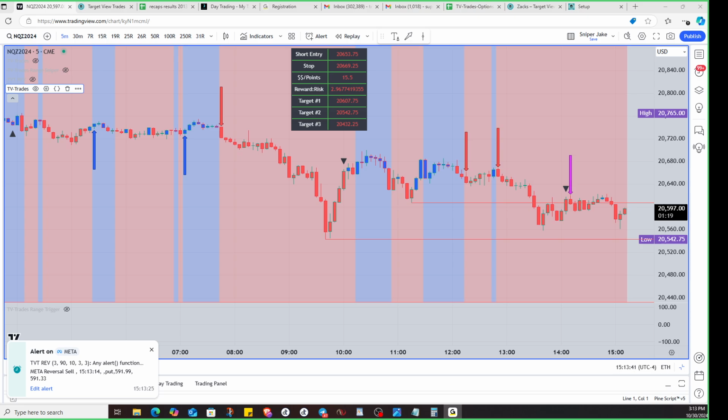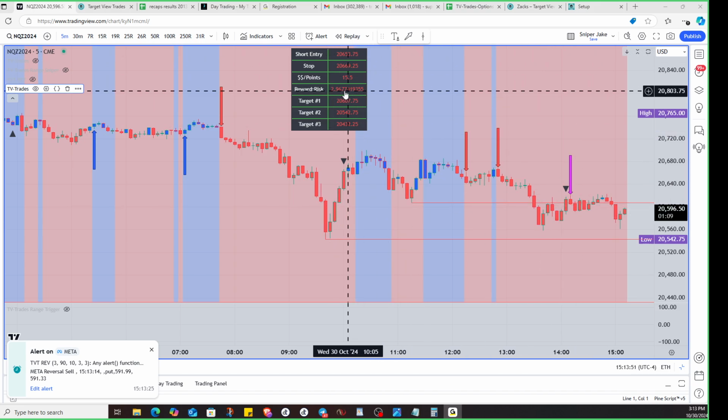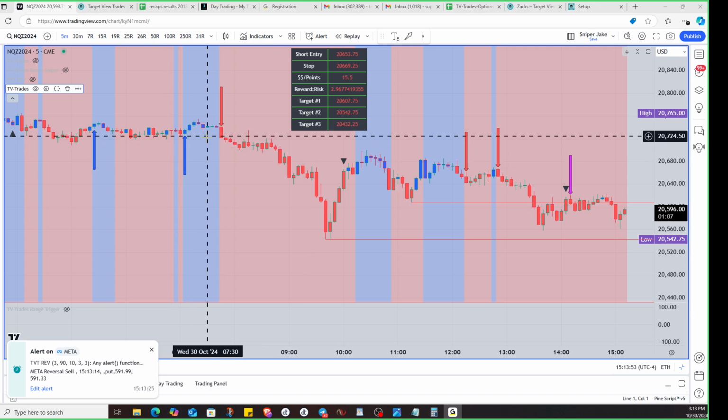But let's, oops, hang on a sec. That's just the basic stuff. You get the risk reward, and it's based on the last blue or red arrow.